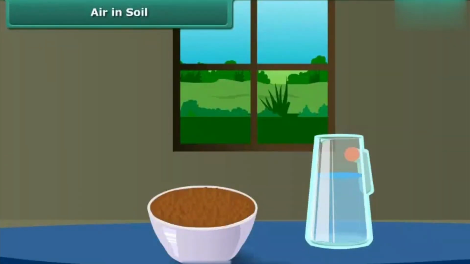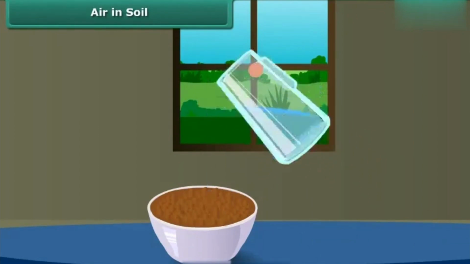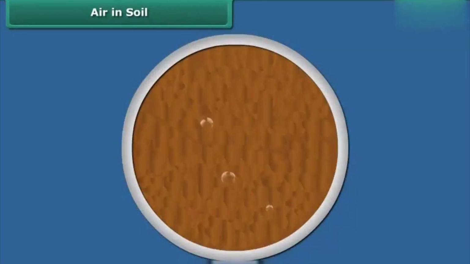How do the organisms living in soil get oxygen? To know this, take some soil in a bowl and pour some water on it. What do you see? You can see that air bubbles are coming out of soil.